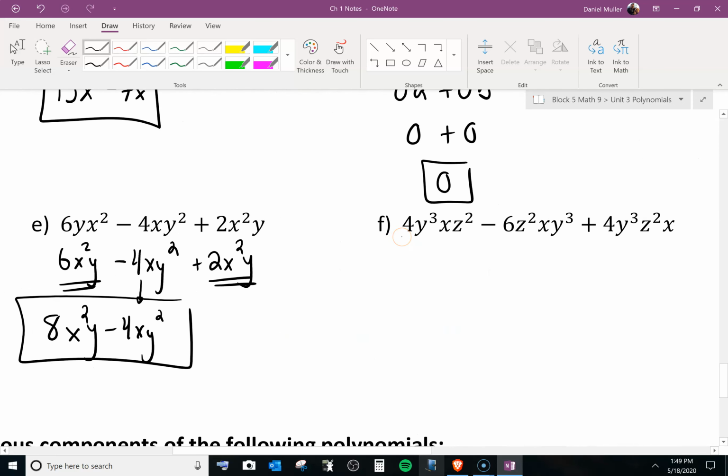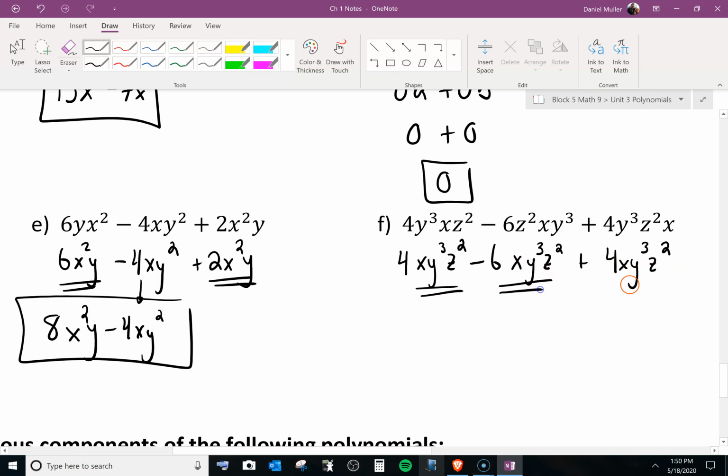So F, I'm going to have to rearrange this. Okay, so that's a 4. Then there's a single x, and then a y cubed, and then a z squared. So I just rearrange that one. Minus 6, there's a single x, there's a y cubed, and then there's a z squared. Plus 4, there's a single x, there's a y to the power of 3, and a z to the power of 2. So which ones are the same? x, y cubed, z squared, all three.